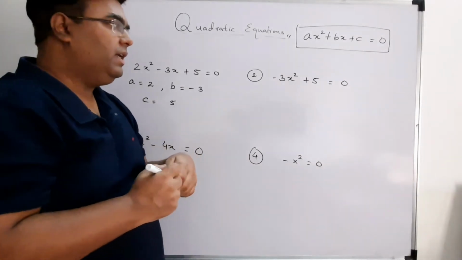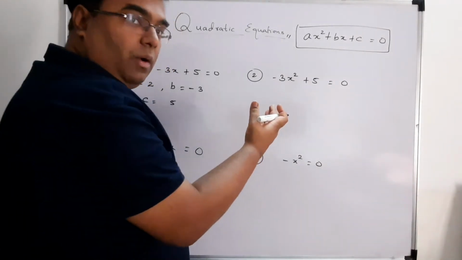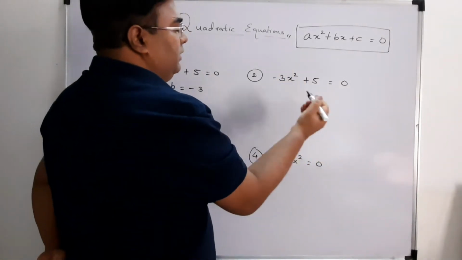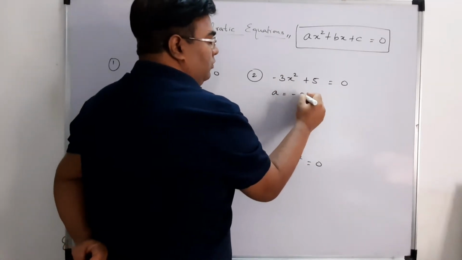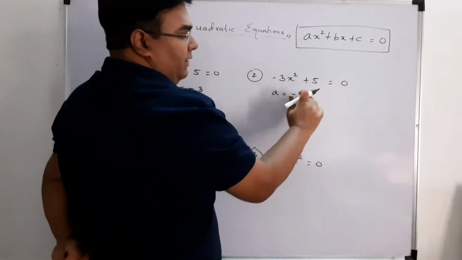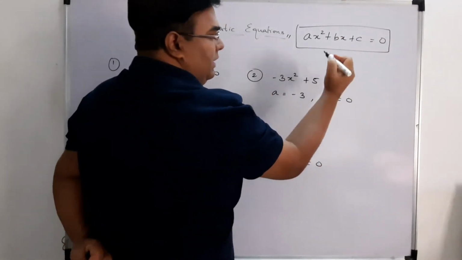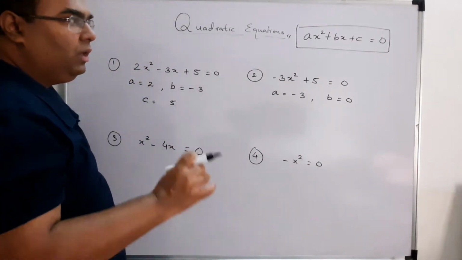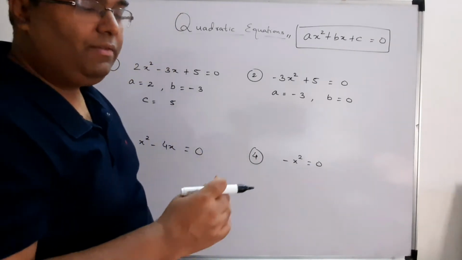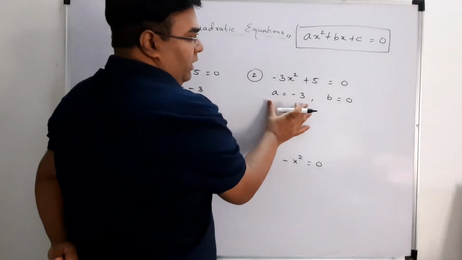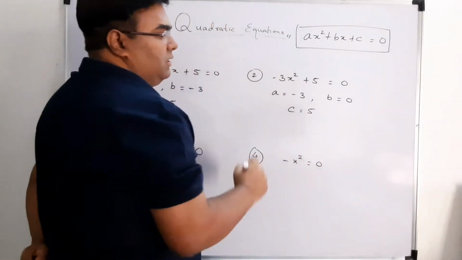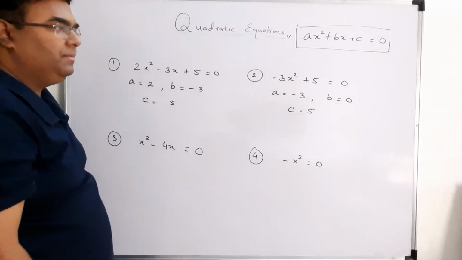Now let us move to the second example. Here also it is a quadratic equation. Why? Because the variable is having a power 2, right? Here a is equal to minus 3. Now there is no x here. It means b is equal to 0. Remember, the only condition was a should not be equal to 0, but we can have b as 0 or we can have c also 0, right? So a is equal to minus 3, b is equal to 0, and c is 5 here, right?